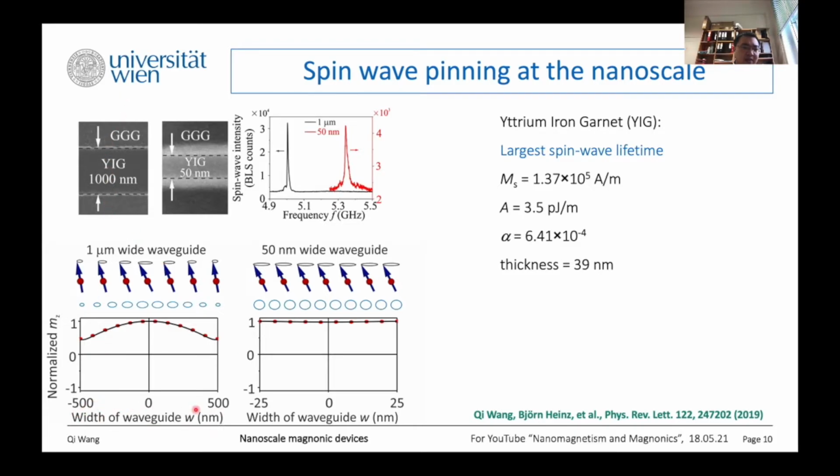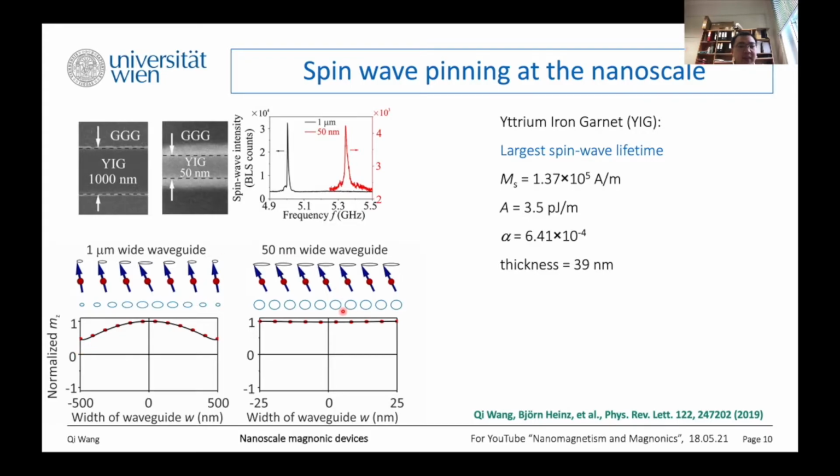Please note here is the width of the waveguide for 1 micrometer. And this circle is the track of the precession of the spin. So we first extract the maximum amplitude of the precession and plot across the width of the waveguide. For 1 micrometer, we found this profile somehow partially pinned at the edge of the waveguide.